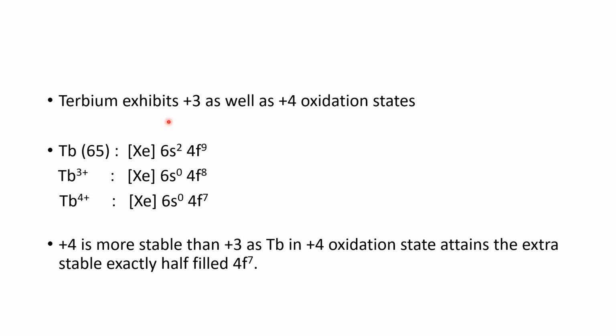Terbium also exhibits two oxidation states. One is +3, that is a common oxidation state, and the other one is +4. Configuration of terbium is 6s2 4f9. In +3, after the loss of 3 electrons, the configuration becomes 4f8. Apart from +3, terbium is also exhibiting +4, where the configuration becomes 6s0 4f7 after the loss of 4 electrons.